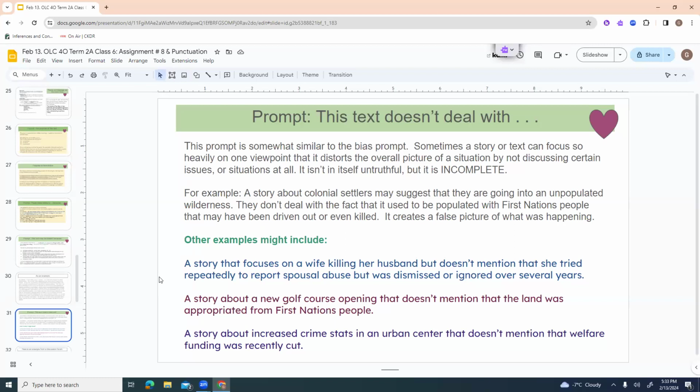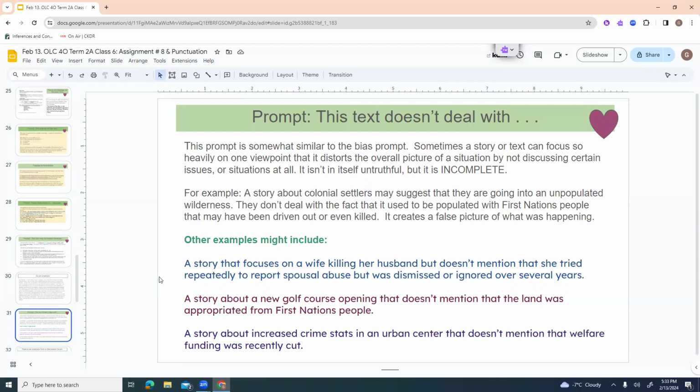So, for example, if you're reading a story about colonial settlers, it may suggest they're going into an unpopulated wilderness. But they don't discuss the fact that, in fact, it used to be populated with First Nations people that may have been driven out or even killed. So that creates a false picture of what's happening in that story.